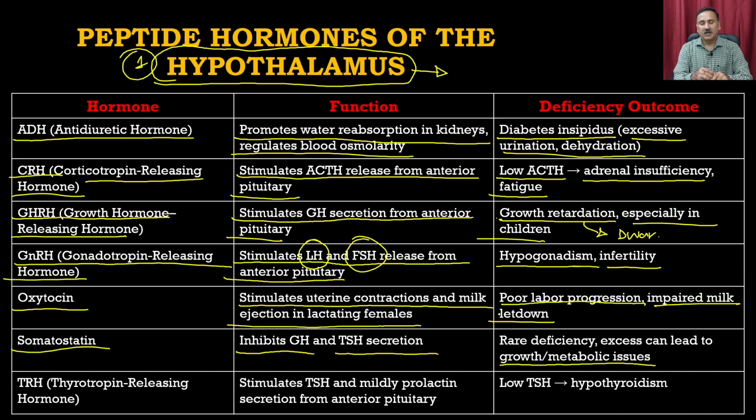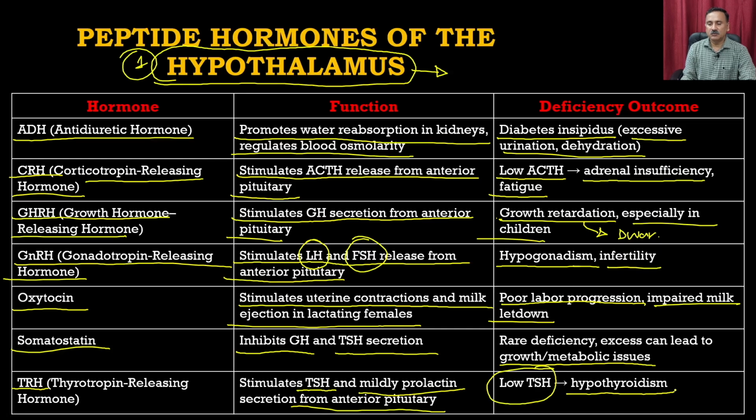So don't worry, it's not only hormone deficiency that causes disease. An excess of hormone can also cause a disease. Then we have the thyrotropin releasing hormone, or TRH, which stimulates thyroid stimulating hormone and mildly prolactin secretion from the anterior pituitary. If there is a deficiency of TRH, it reduces the production of TSH, and that is going to cause hypothyroidism.